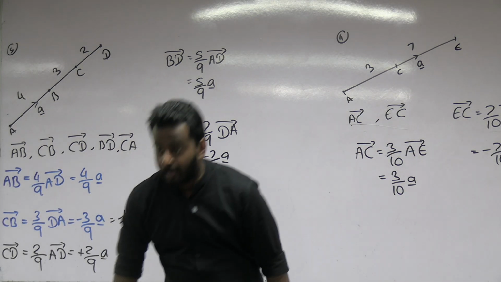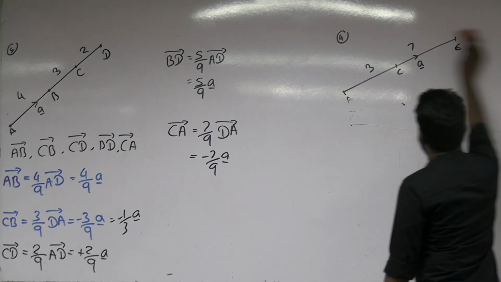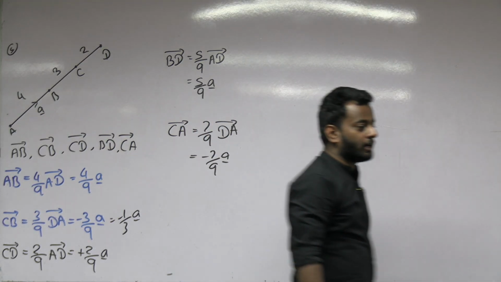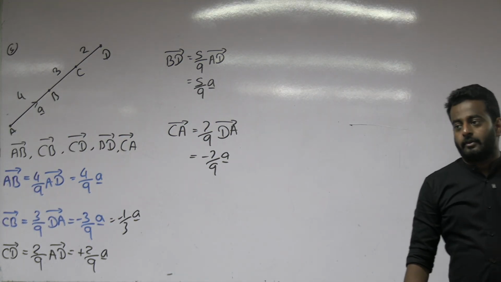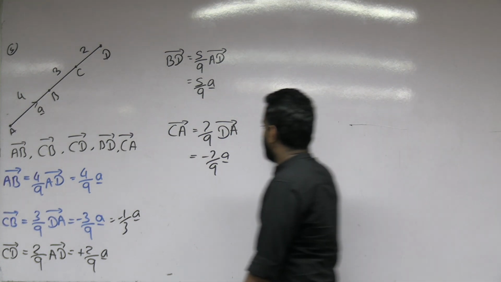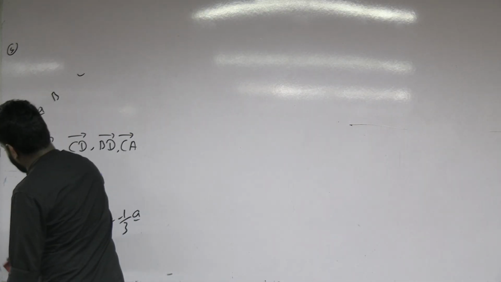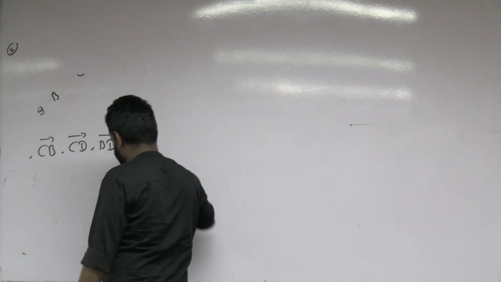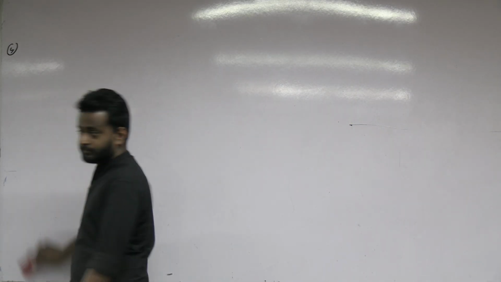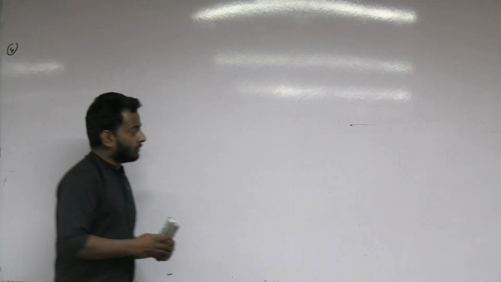Next we'll write the topic, finding the vector of the line joining 2 points. Finding the vector of the line joining 2 points. Okay? Right. So this is the thing.